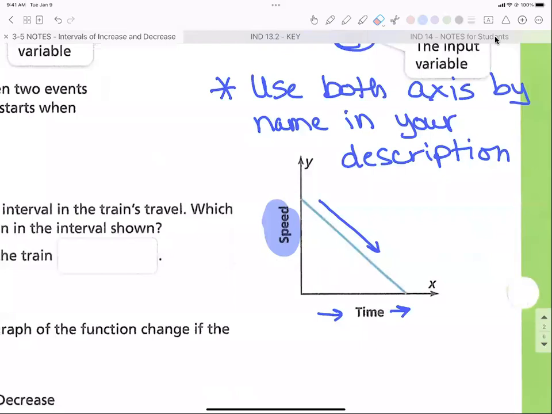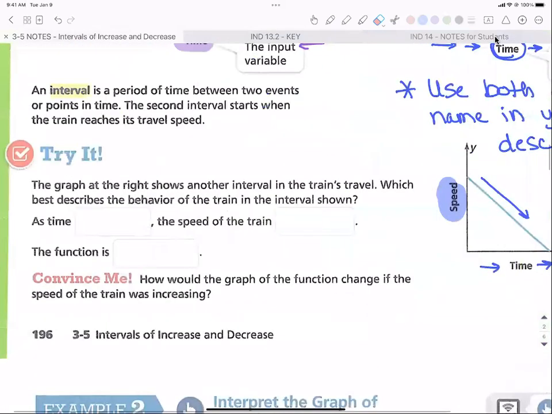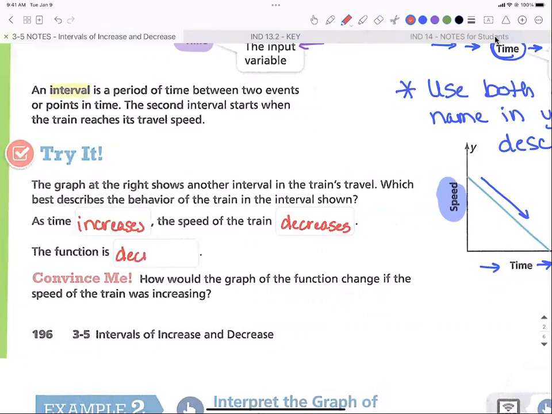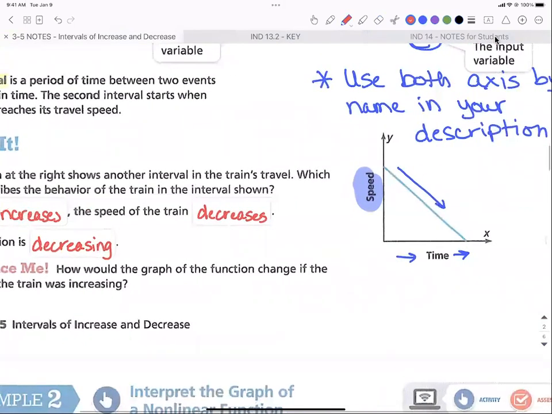It's decreasing. So the sentence that you would fill in to describe the graph would be as time increases, the speed of the train decreases. And so this function as a whole is decreasing. As time increases, speed decreases. Okay, that's how you're going to explain it.